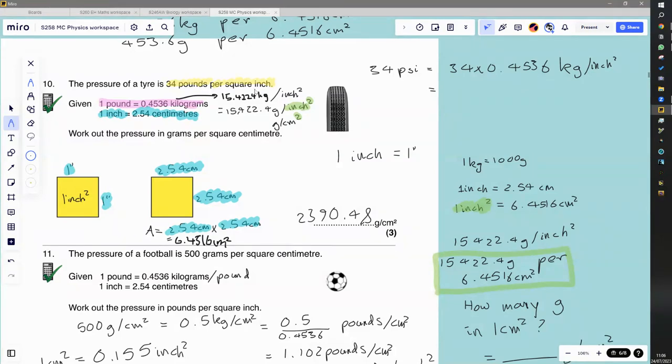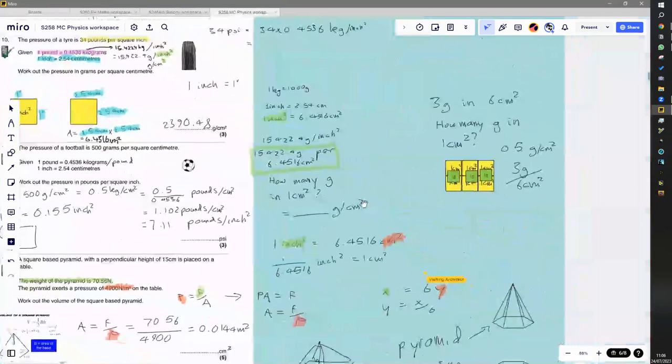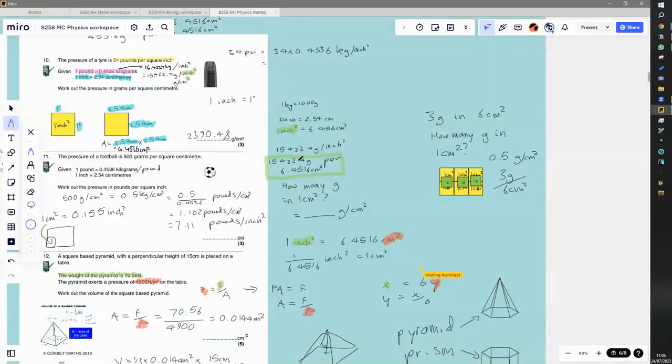So finally, to convert it into grams per centimeter squared, this is how I phrased it here. If we've got this many grams per inch squared, that would be this many grams per that many centimeters squared. Okay, and we're trying to ask how many grams in 1 centimeter squared. So it's sometimes difficult to work out here. We might have an idea we're going to either times or divide by this number here, 6.4516.